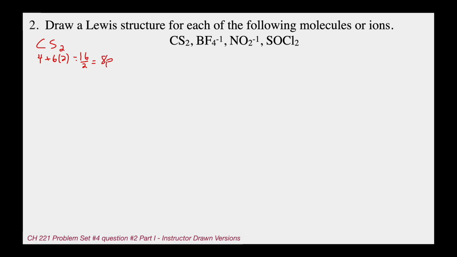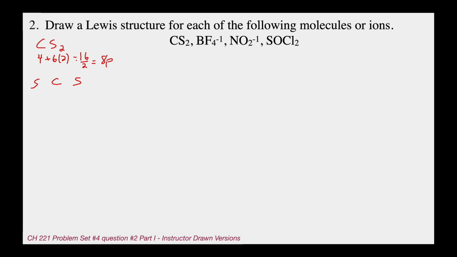Then you can start putting the central atom down. It's usually the first atom listed. It's always the atom of smaller electronegativity. Carbon is a really good central atom, as you're going to see. So we'll put the sulfurs then on the outside of carbon. The first thing you want to do is connect the outer atoms to the inner atoms.